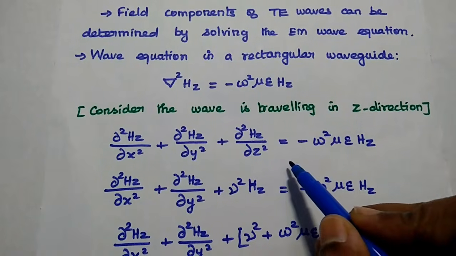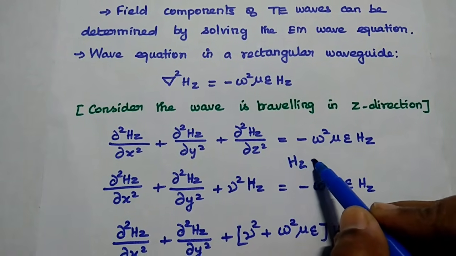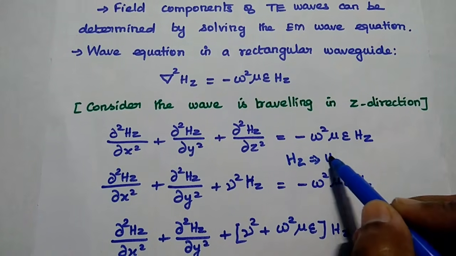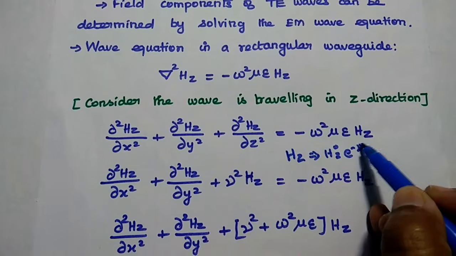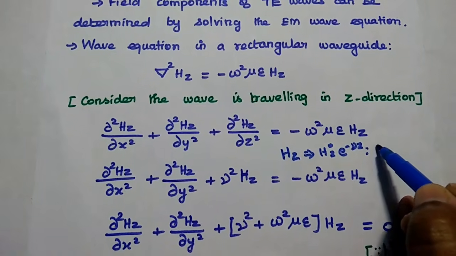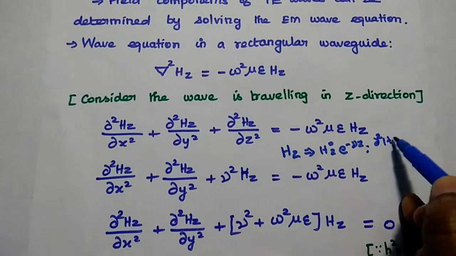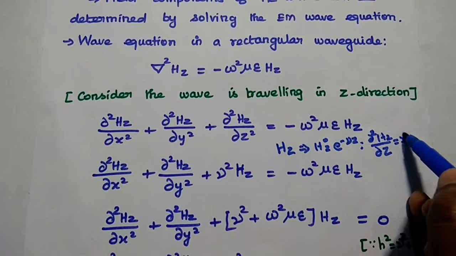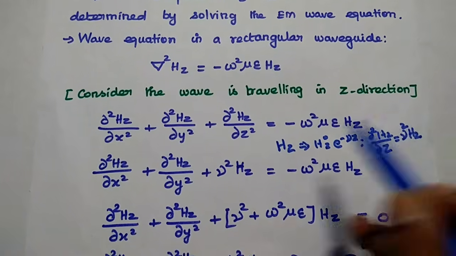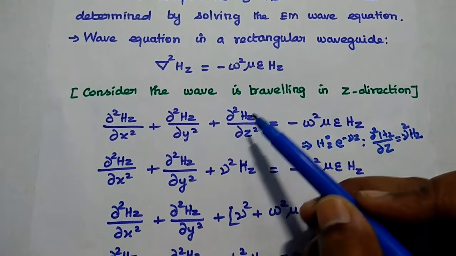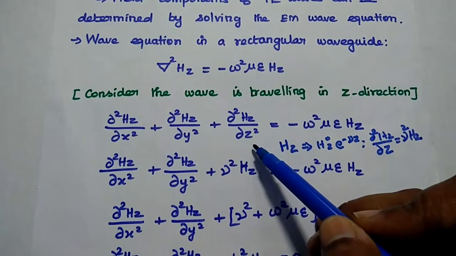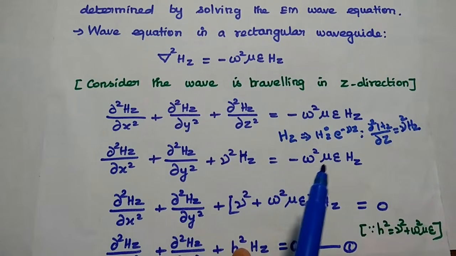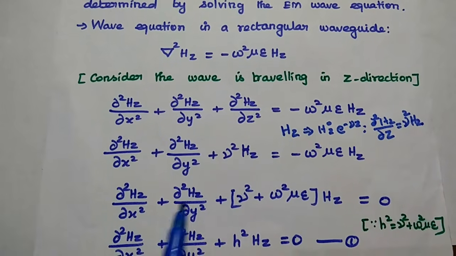As we all know, the wave is propagating in the Z direction. If it is propagating in the Z direction, the component Hz varies by the factor e to the power minus gamma z. So we can take the second order derivative of Hz with respect to Z, which is given as gamma squared Hz.